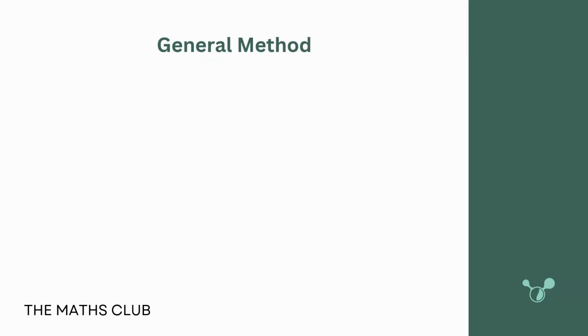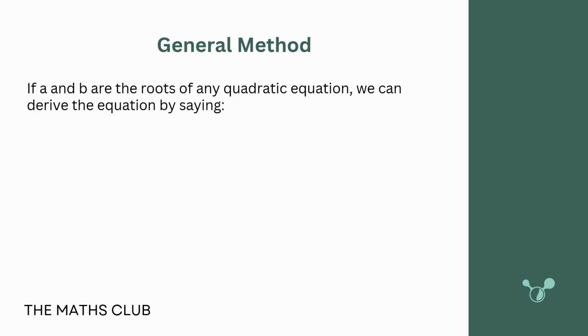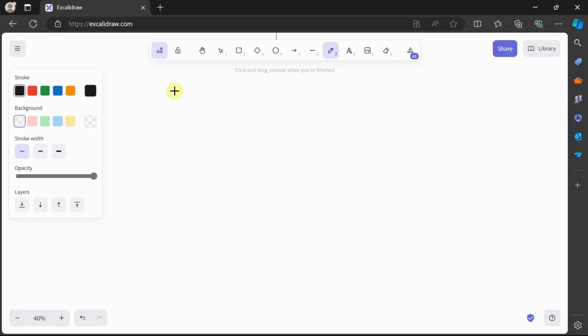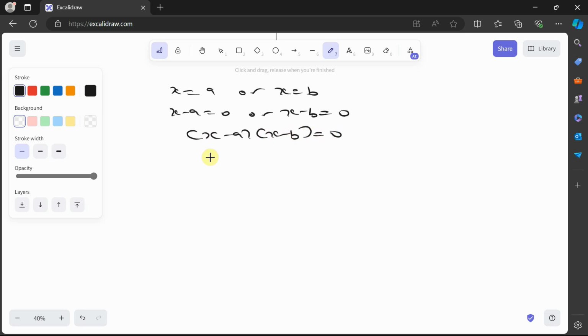Now there's a general method. If we're given the roots, there's a general method for us to solve it. If a and b are the roots of any quadratic equation, we can derive the equation by saying x squared minus (a plus b)x plus ab is equal to 0. Let's look at this together. If you had two roots, let's say x is equal to a or x is equal to b, I could say x minus a is equal to 0 or x minus b is equal to 0. Just like I did before, (x minus a)(x minus b) is equal to 0. x times this will give you x squared, x times minus b will give you minus bx, minus a times this will give you minus ax, minus a times minus b will give you plus ab is equal to 0.